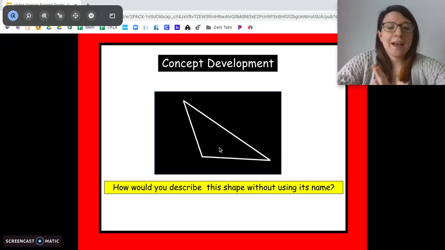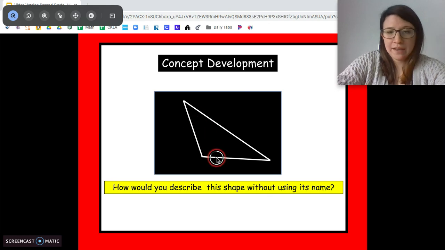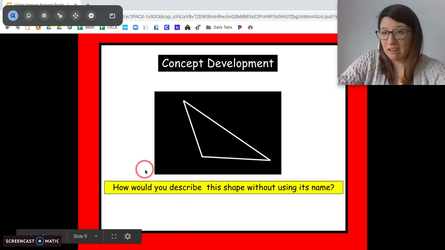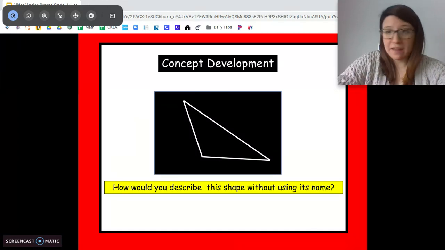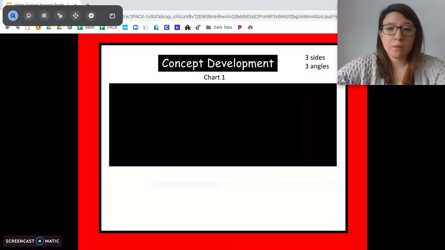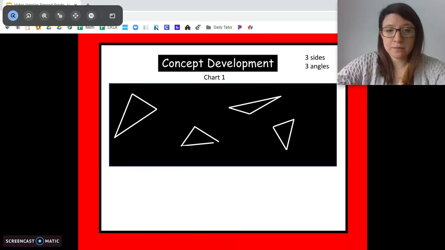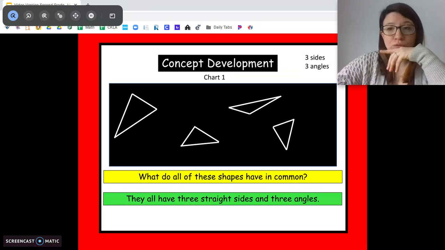Good. So I'm seeing, it has 1, 2, 3 sides. 1, 2, 3 edges or angles. If you added something different, go ahead. That's perfect. All right. So I'm going to show you a couple of different shapes that all have 3 sides and 3 angles. Okay. They all have 3 straight sides and 3 straight angles.